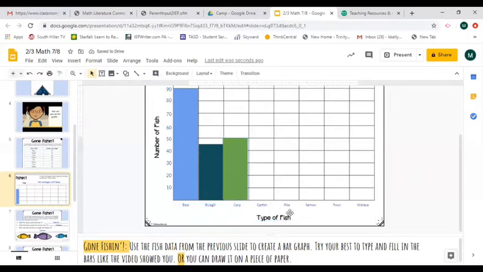Okay, our next type of fish is catfish. We caught 85 of those. So I'm going to count 10, 20, 30, 40, 50, 60, 70, 80. I don't want to go all the way to 90 like we did for the bass. So I'm going to go right in between 80 and 90.